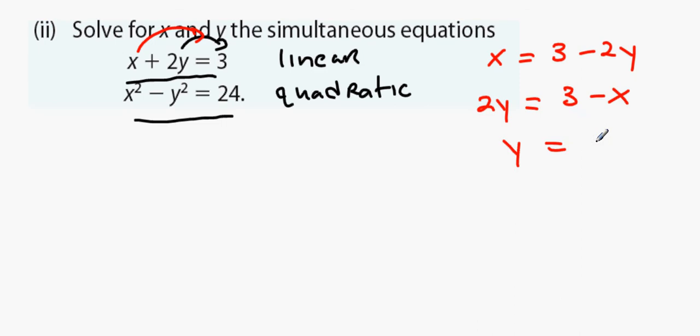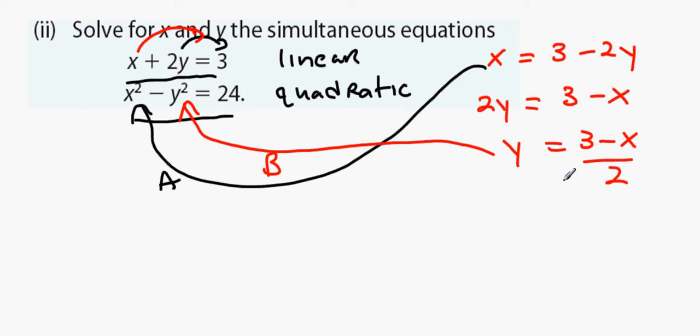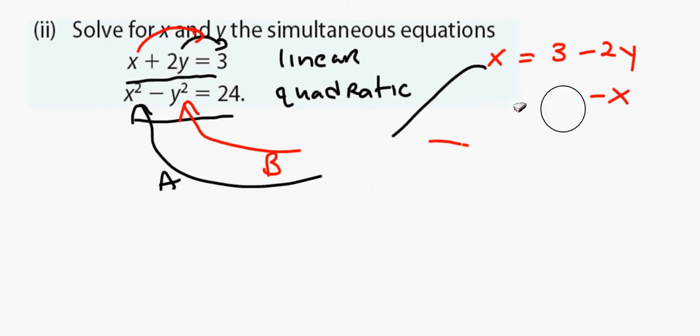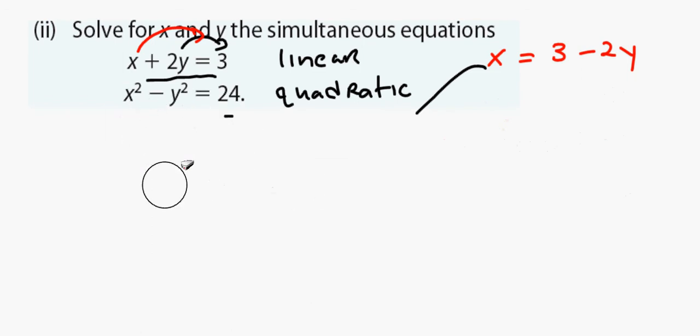Now there's two options. We can either put x in here, that's option A, or option B would mean that we put y in here. Now, I don't like the looks of the y. The y has a fraction in it. So I'm thinking I don't want to use this fraction at all, because it just makes the whole job a lot harder. So I'm going to get rid of the fraction here, and I'm going to stick with my x equals 3 minus 2y.